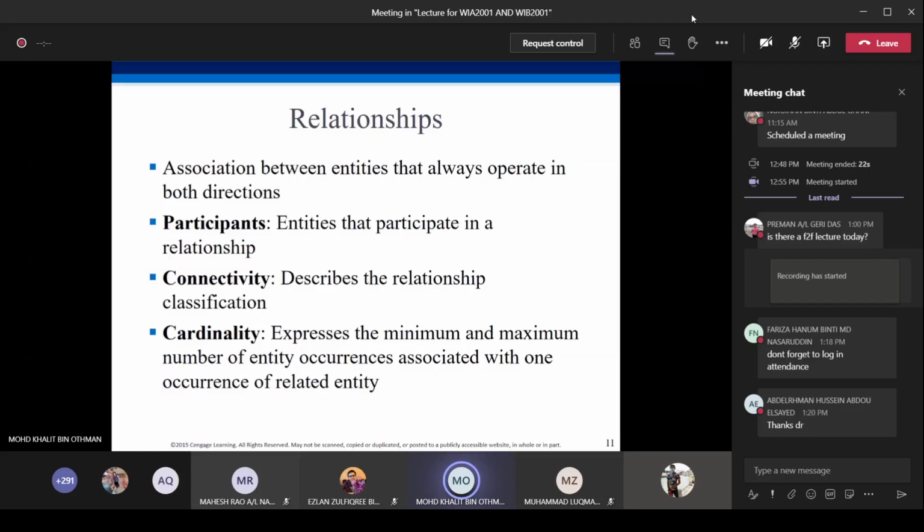Another example: a professor teaches a class is also an example of a relationship in the ER model, where professor is an entity, class is an entity, and teaches is an association between entity professor and entity class.